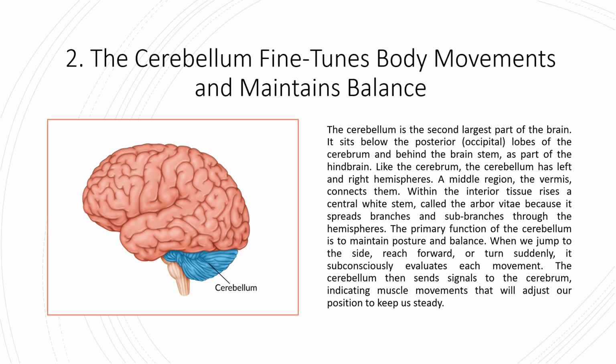The primary function of the cerebellum is to maintain posture and balance. When we jump to the side, reach forward, or turn suddenly, it subconsciously evaluates each movement. The cerebellum then sends signals to the cerebrum indicating muscle movements that will adjust our position to keep us steady.